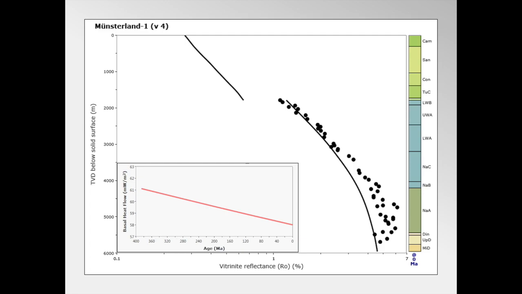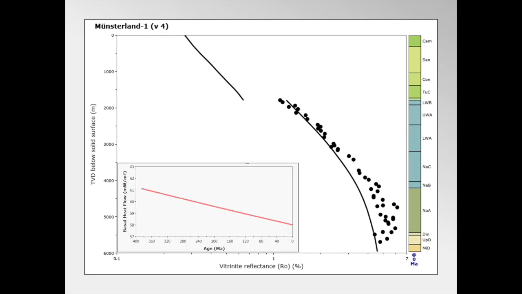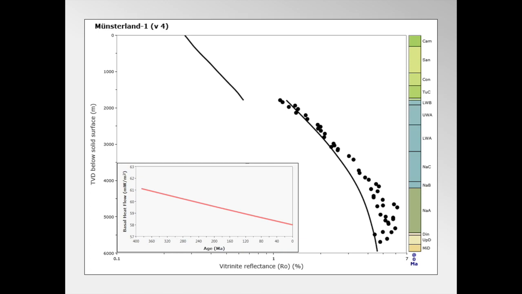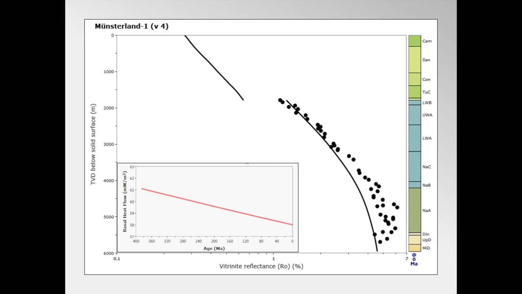We can toggle back and forth a few times between the two models, that is, with and without the decrease in heat flow through time, to see that there is a small increase in calculated Ro values when the paleo heat flow is higher. However, although the change is in the right direction, it isn't large enough to change the slope of the calculated Ro curve enough to give a fully acceptable fit to the measured Ro data. So we apparently are going to need another heat source in order for our calculated Ro line to have the same slope as the trend of measured Ro data.